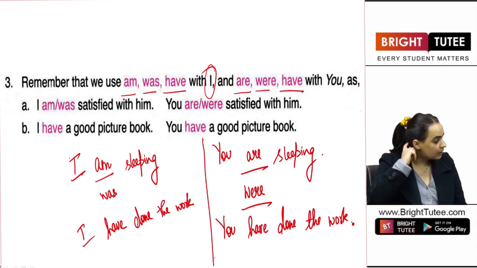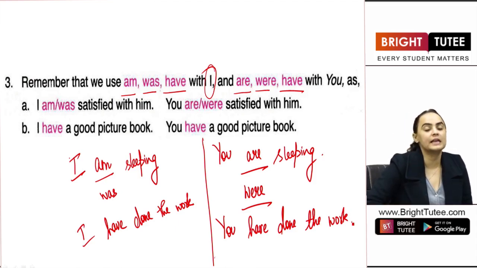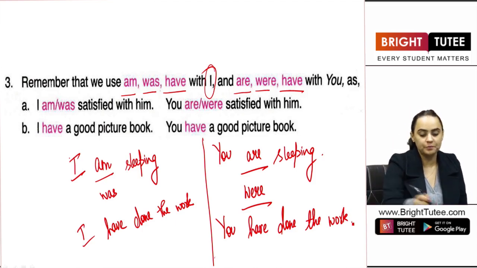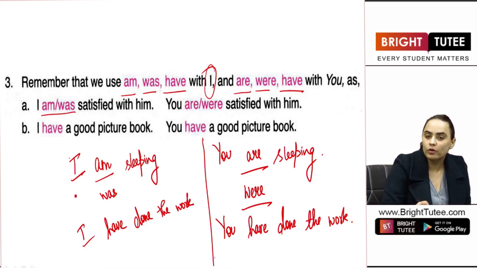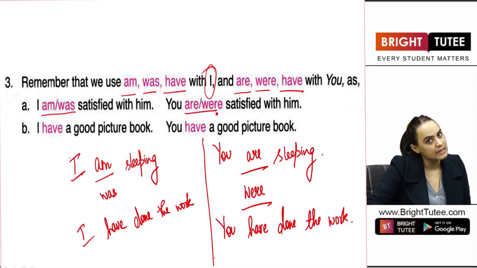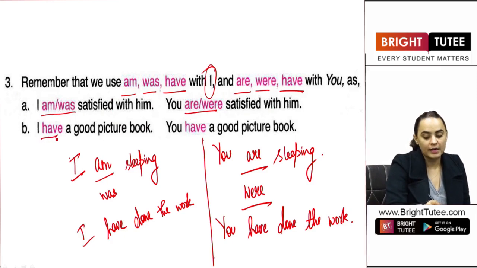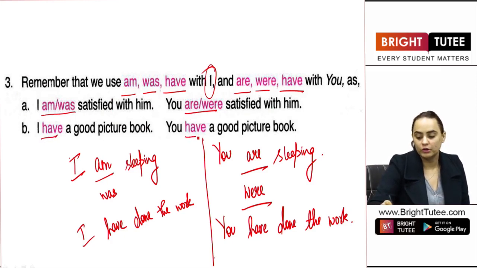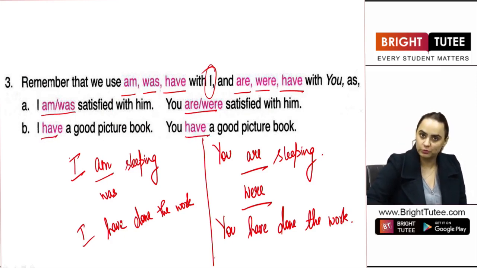Right? Similarly, you can see on your screens there are more examples which are given to further explain this rule. I am or was satisfied with him. You are or were satisfied with him. I have a good picture book. You have a good picture book.